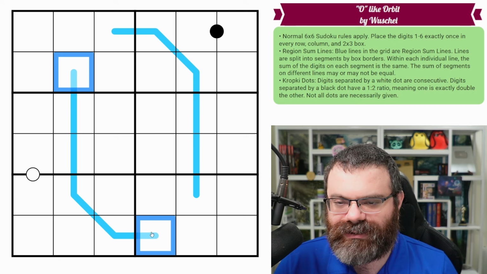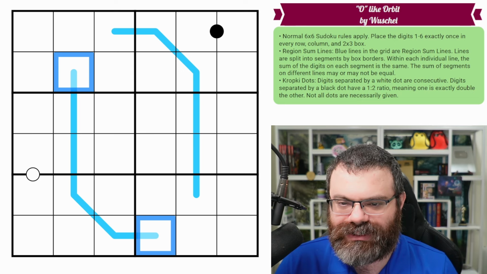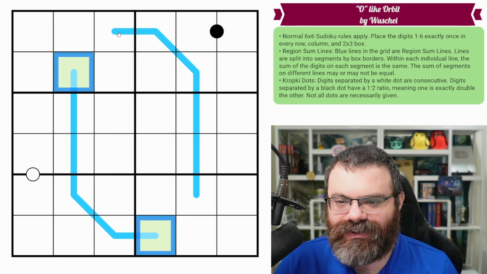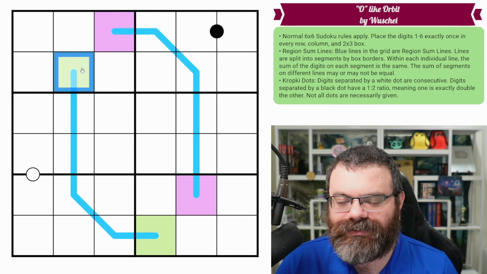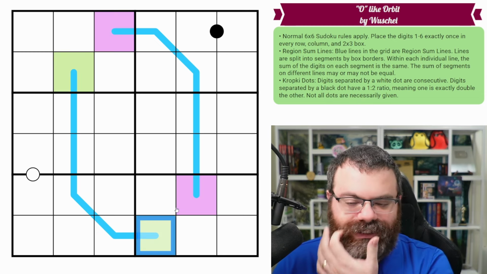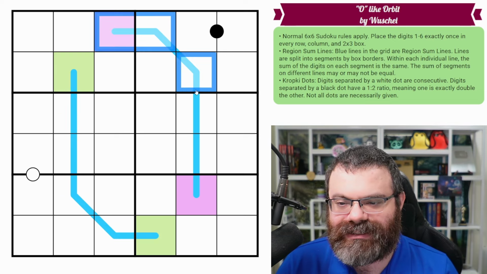Okay, so we know these are the same digit as each other. I'm going to actually use just green to represent that. We also know that these are the same digit as each other. I'm going to use purple, and we know that purple and green are different digits because they share a box here and share a box here. So the sum on this line is different than the sum on this line.